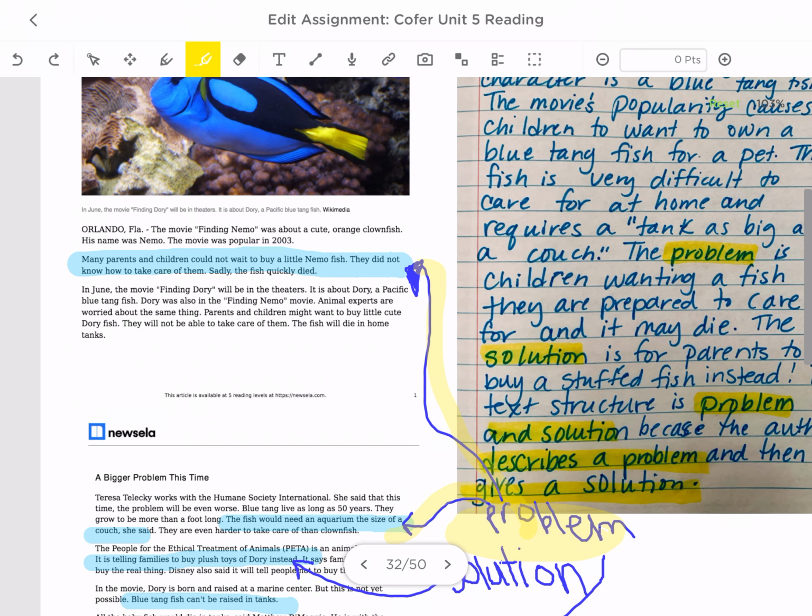That was a problem. So just like the same thing is happening when you read the next sentence about Finding Dory, that now that this movie is coming out, they're doing the same thing. Parents and children might want to buy the Dory fish, but they're not able to take care of it and it will soon die.